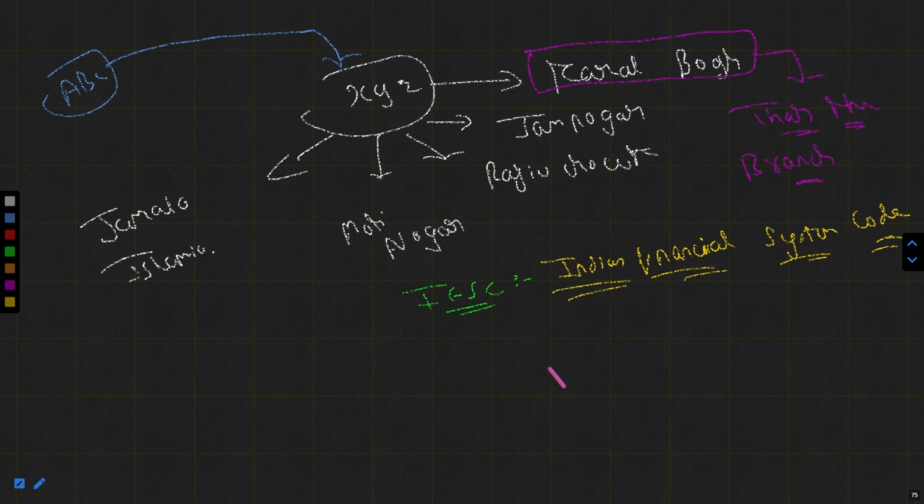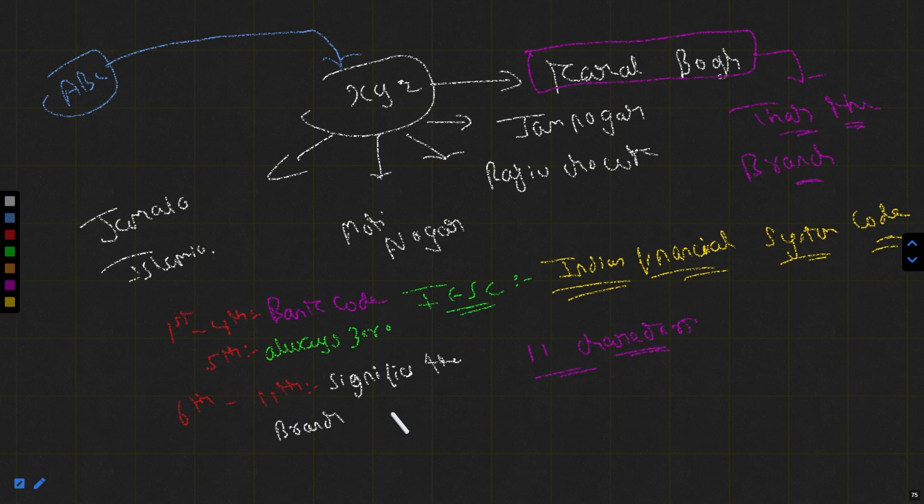First thing, the total number of characters is 11. Out of them, the first to fourth are the bank code. The fifth is always 0. And the 6th to 11th basically signify the branch name or code. Okay, so that's about the IFSC.